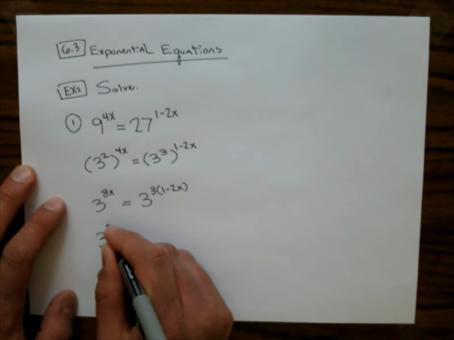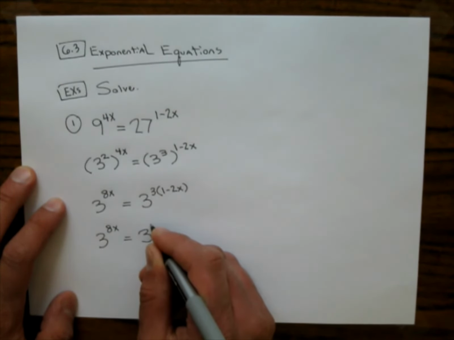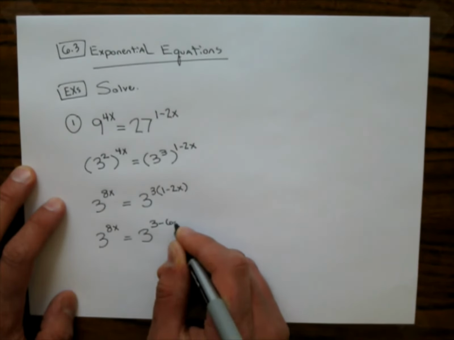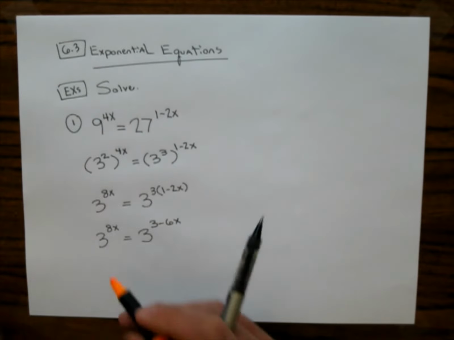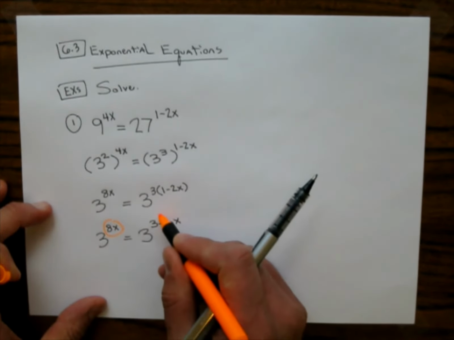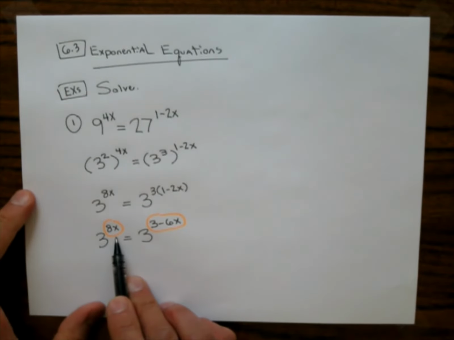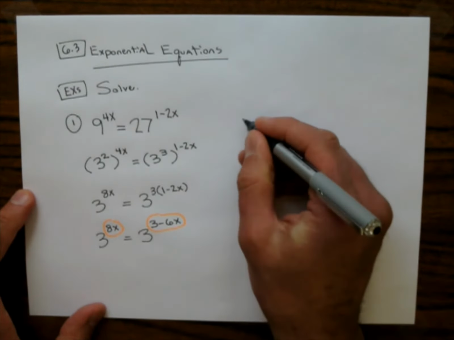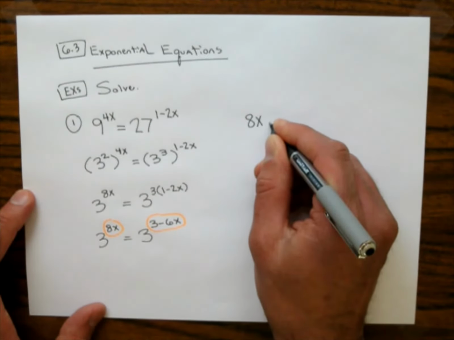So this is 3 to the 8x. I'm going to distribute that 3 over there. So this is 3 raised to the 3 minus 6x. Now I have 3 to this equals 3 to that. So I'm going to go ahead and take this and set it equal to that. The 1-to-1 property of exponential functions tells us that we can do that.